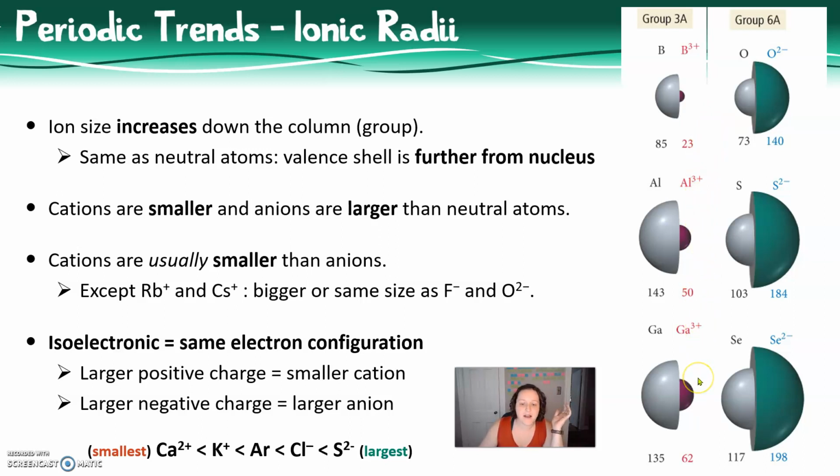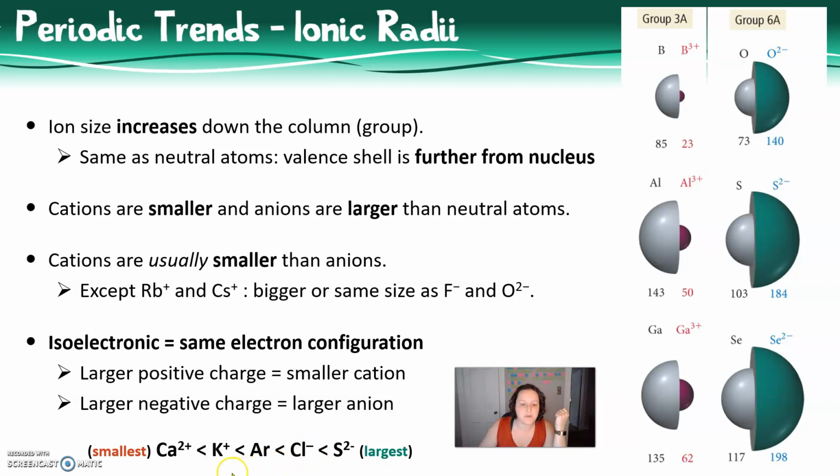Now, any cation of an element is generally smaller than an anion of any other element, except when comparing ions from the extreme corners of the periodic table, as mentioned in this statement. Finally, when comparing ions of different elements that are isoelectronic, which means they have the same electron configuration, the larger the positive charge, the smaller the cation will be, and the larger the negative charge, the larger the anion will be, as seen in this list of ions below.